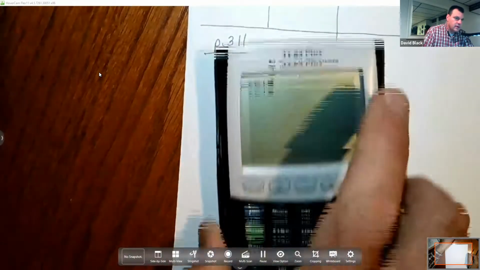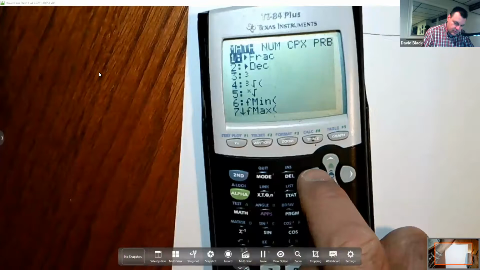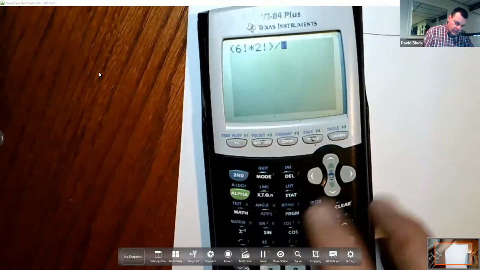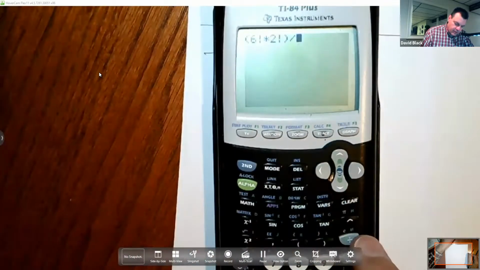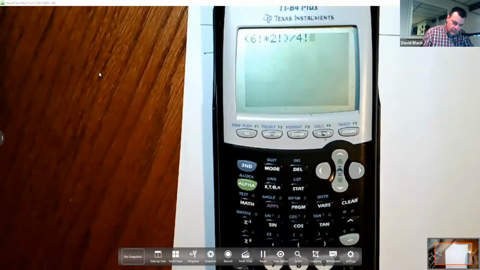So what was that? 6 factorial times 2 factorial. And then we're going to divide by 4 factorial. So hopefully when you punched all that in, you ended up at 60.